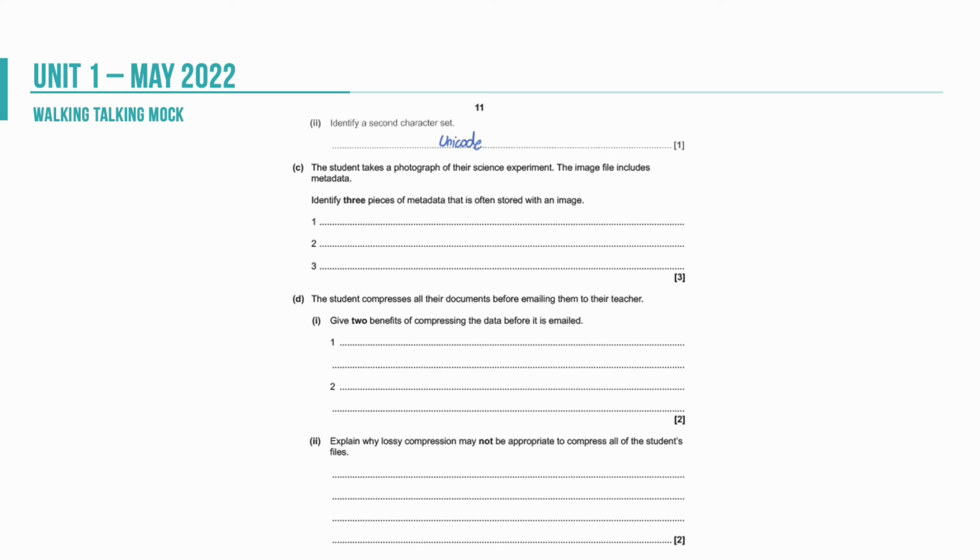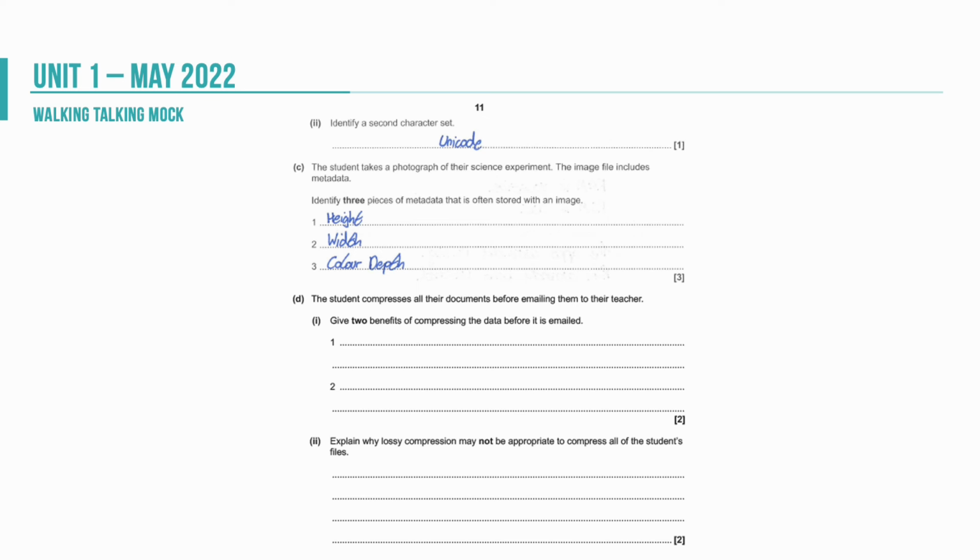A student then takes a photograph of their science experiment. The image file includes metadata, include 3 pieces of metadata. This is a question that's really easy to overcomplicate. You could start talking about geotagging and all of that sort of stuff. Let's keep it simple. Height, width, color depth. We can't possibly recreate the image without those 3 things. So don't overcomplicate that answer. Keep that nice and simple.